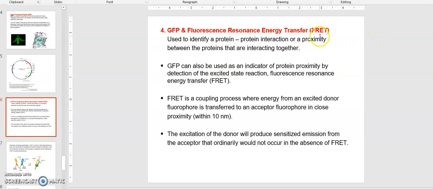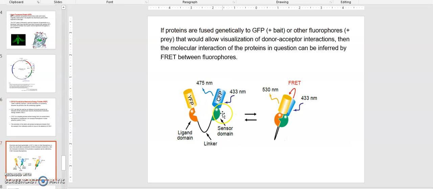FRET stands for fluorescence resonance energy transfer. That's a detection of energy transfer between two fluorophores. What does that mean? Let's say you make a GFP fusion, and then there's another fluorescent fusion. You're trying to see if these two proteins, fused with maybe yellow fluorescent protein or blue fluorescent protein, interact inside of a cell or not.